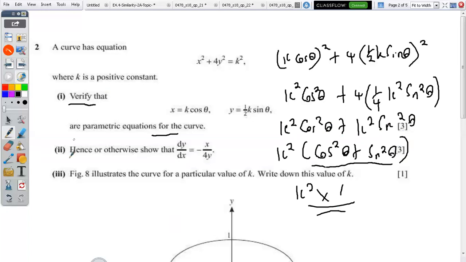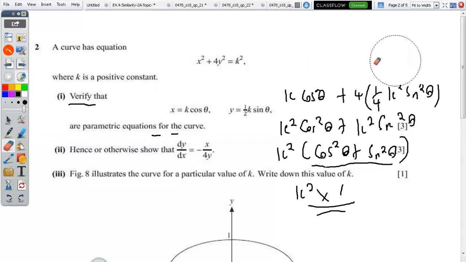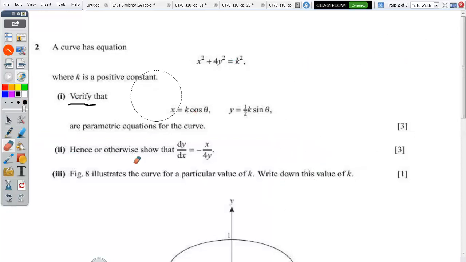Yes. Now let's do the last part, the hence part. Hence, you now have an idea. Show that dy over dx. So ideally, we find dy, and this is in terms of theta. So let's find dy over d theta, because we have theta. Then we also find dx over d theta.